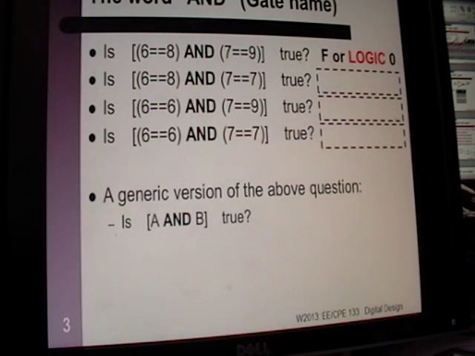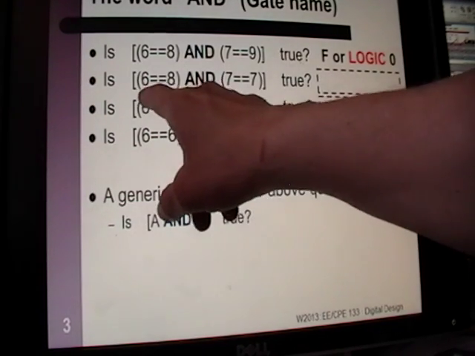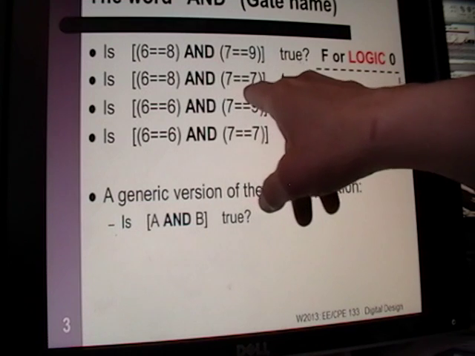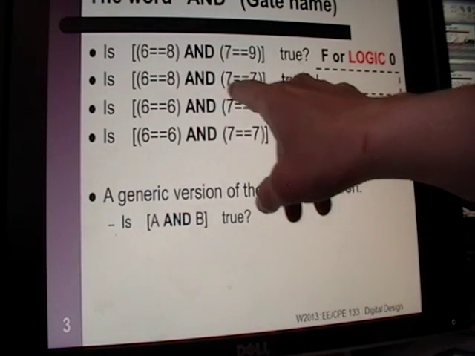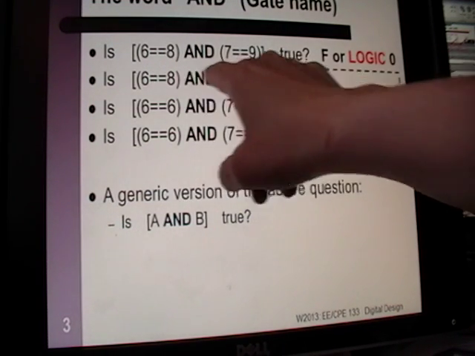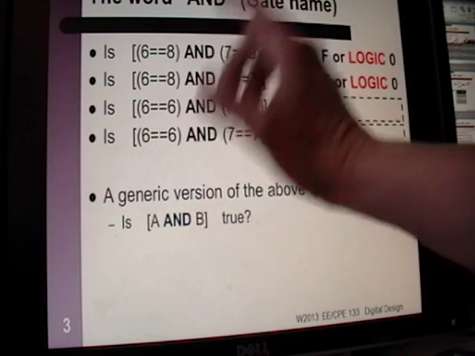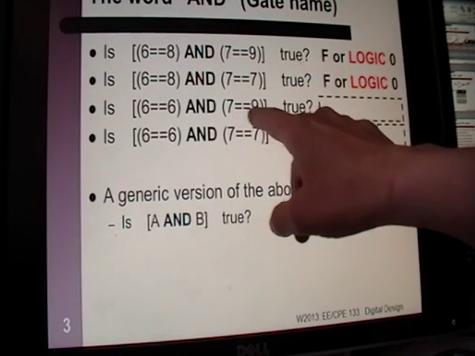Okay? When you actually implement it in a circuit, false can be represented by any voltage the designer decides to use as false. All right, so let's look at this. 6 equal to 8 and 7 equal to 7. So 7 equal to 7, that's true, but both parts have to be true for this whole statement to be true. So is that true? No, it's also false. Okay, over here, 6 equal to 6, oh, that's true. And oops, no, this one's false.